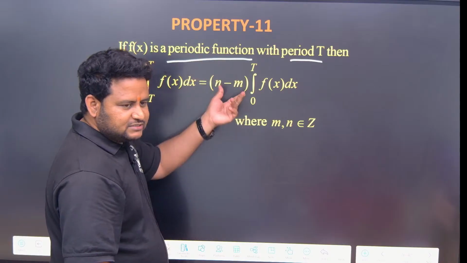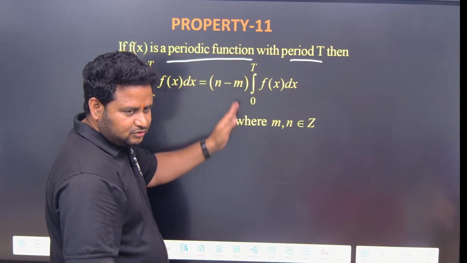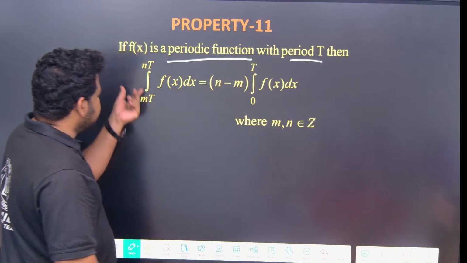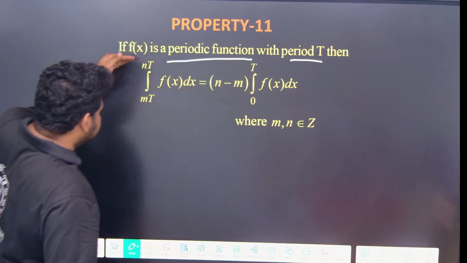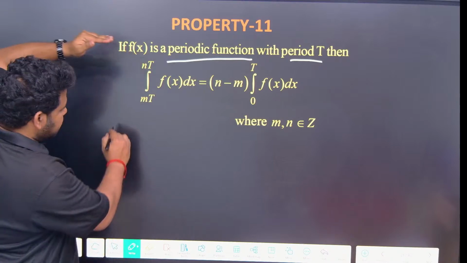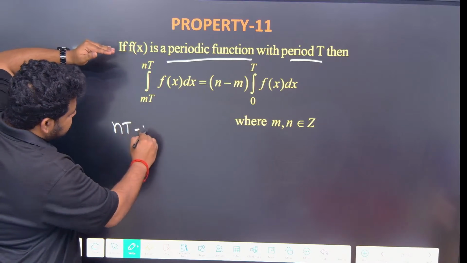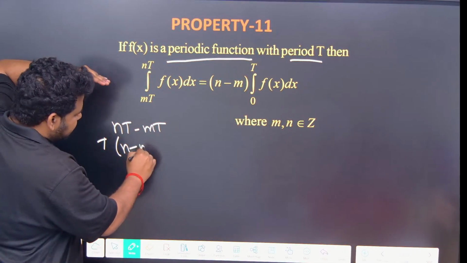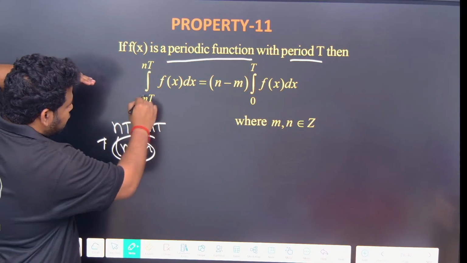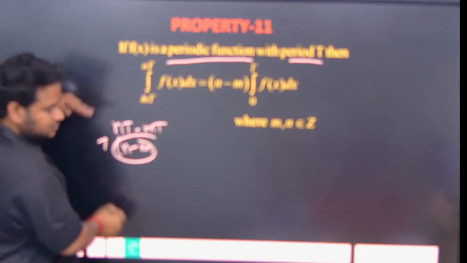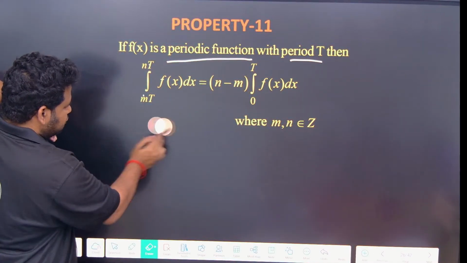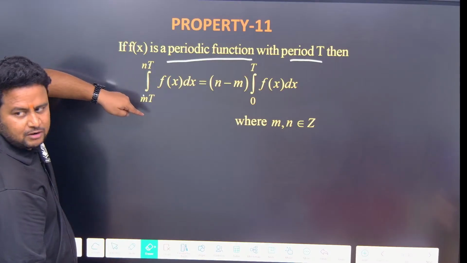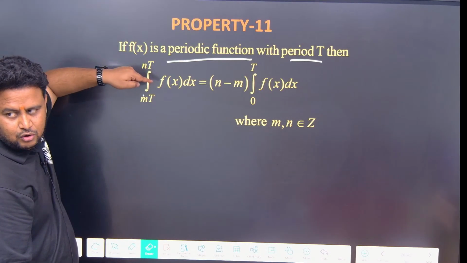The period t you will write on the top, the integral from 0 to t, where t is the period of the function. M and t you will write as n minus m, upper minus lower, that is what we know. See here, nt minus mt, but t is common, you take it outside, you can write it as n minus m. This t, instead of keeping it here, you keep it on the top because this is the period of the function. So instead of doing m minus n, it is n minus m, because upper minus lower.